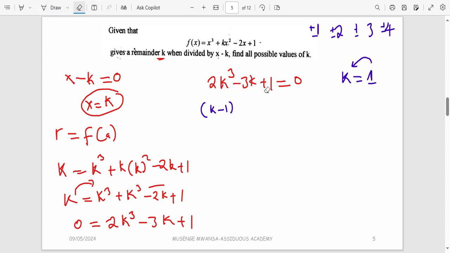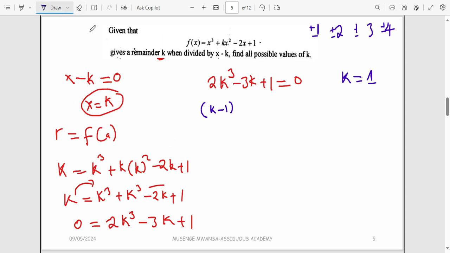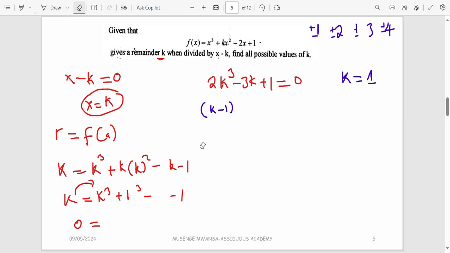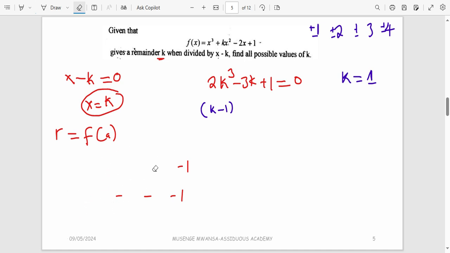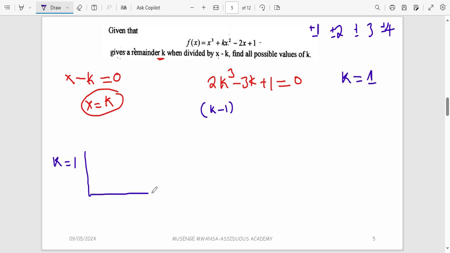How do you find the other factor? You can now use the synthetic method. Let's use the synthetic method. This is how you solve these equations. So using the synthetic method, very easy. Just get your k is equal to 1, and then write this comma thing like this. Start writing the coefficients of k, starting with the highest power. The number in front of k is 2.